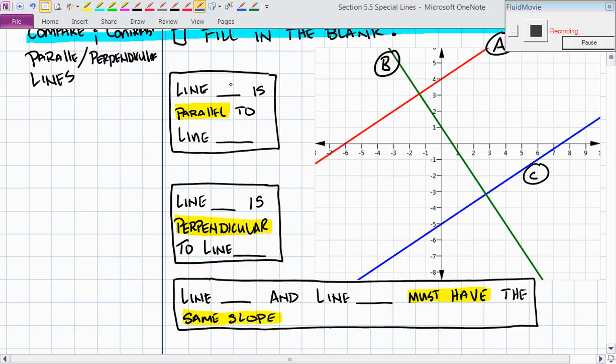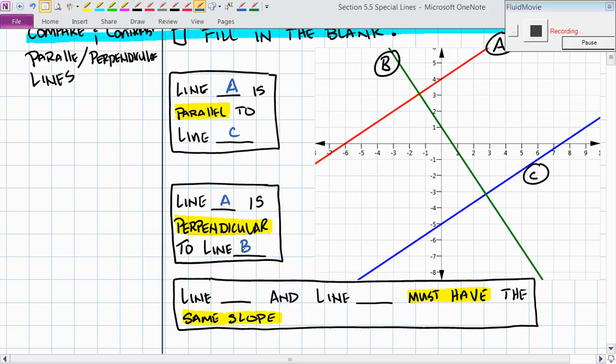A and C. Is he correct? Line A is parallel to line C. Is that true? Yes, they have the same slope. They are both positive slopes. They are parallel. They're never going to touch each other. Great. Line blank is perpendicular to line blank. Marcus, what did you come up with, buddy? Line A is perpendicular to line B.